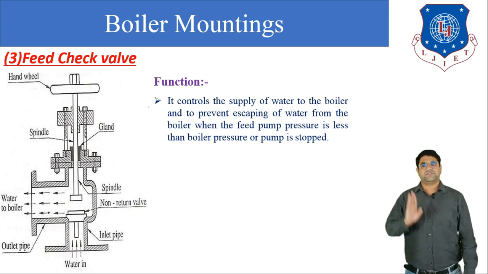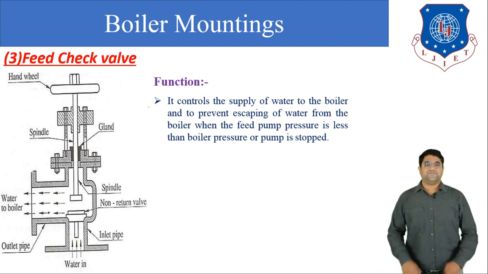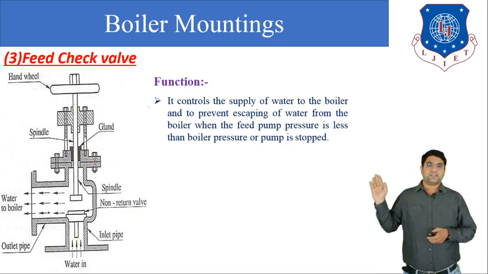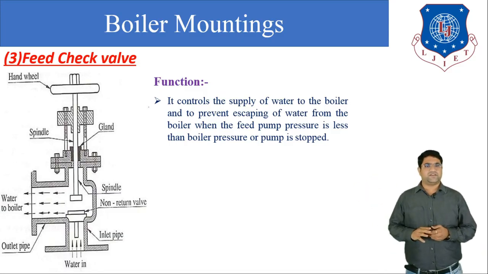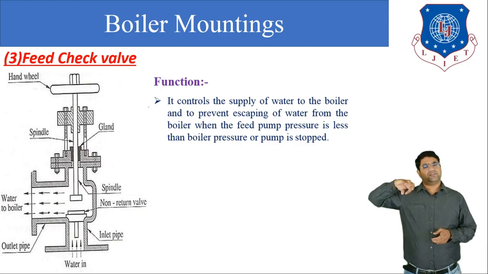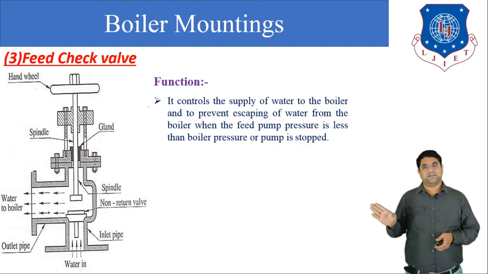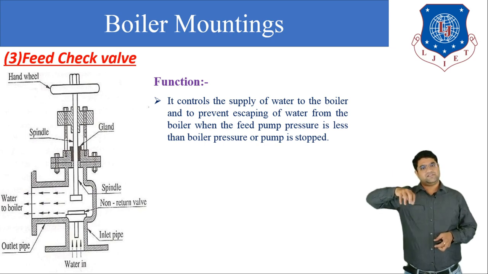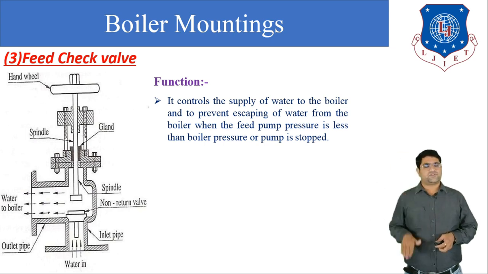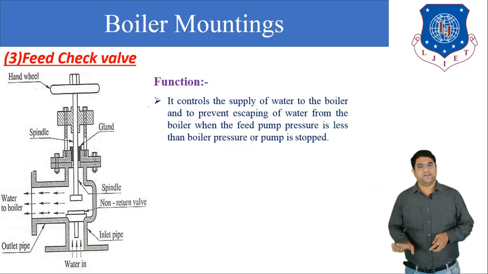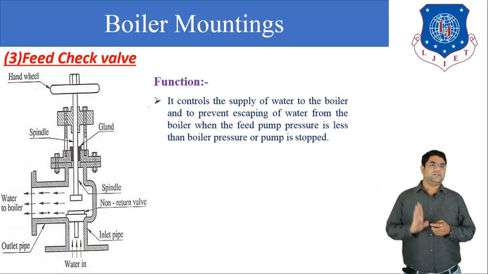Now we are going to discuss the construction of this feed check valve. So here you can see the components of the feed check valve. There is one hand wheel with which we can regulate the flow. Next is the spindle and the gland. The spindle is used for up and down motion, and it can also control the flow. Next is the gland. The gland is used for providing support and preventing leakage.